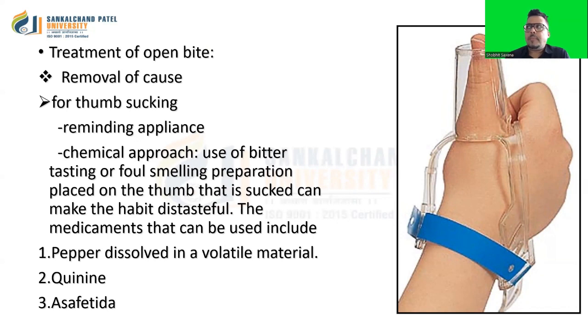Then we can use a chemical approach in which a bitter tasting or foul smelling preparation is placed on the thumb so that the sucking becomes distasteful and the patient doesn't indulge in the habit. Various medications can be used for the same, that is, pepper dissolved in a volatile material, or quinine or asafoetida, which is available in our household, can be applied to the patient's thumb so that the habit is intercepted.